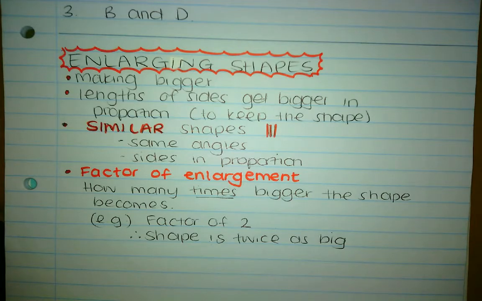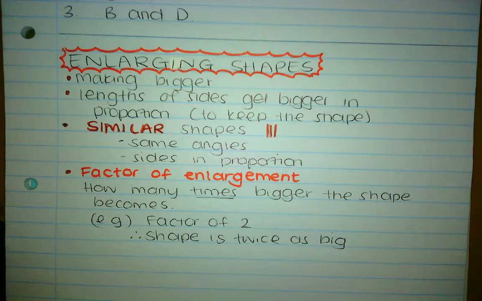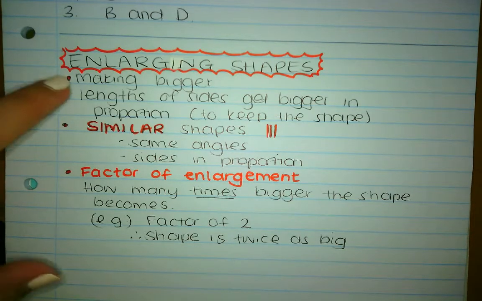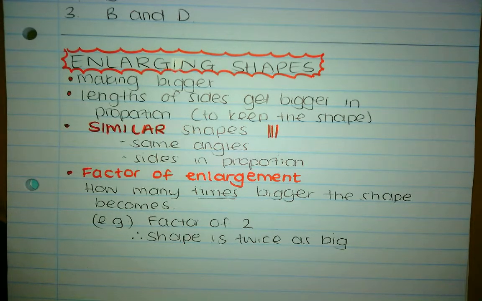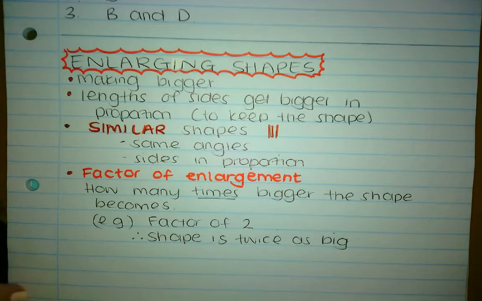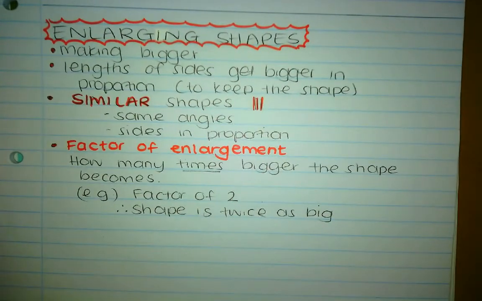Remember as well, when we did the rotation, translation, and reflection, that is the same as what? What's the opposite of similar? Congruent. So those would have been congruent, whereas enlarging and reducing is the same as similar shapes. So it's when you're making them bigger or smaller. Okay, similar shapes, just a reminder that they have the same angles and the sides are in proportion.